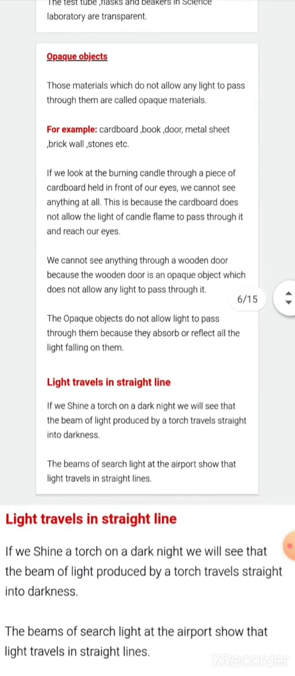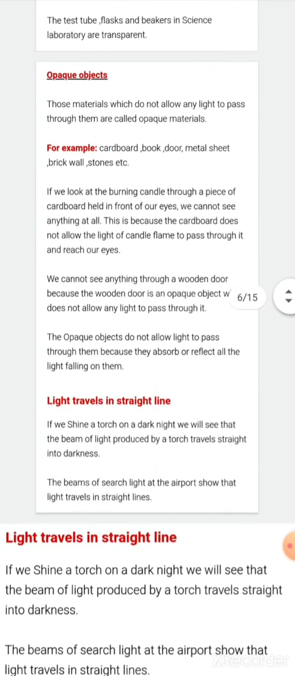What do you mean by opaque objects? Those materials which do not allow any light to pass through them are called opaque objects.